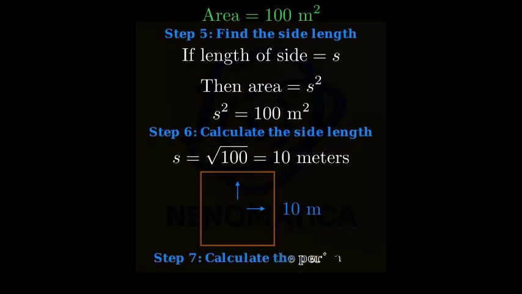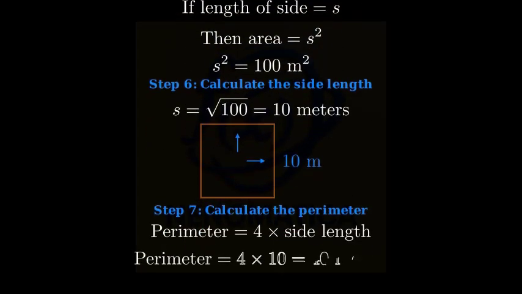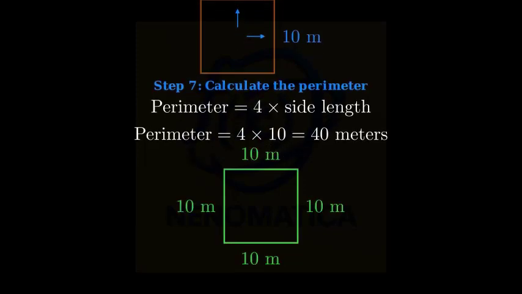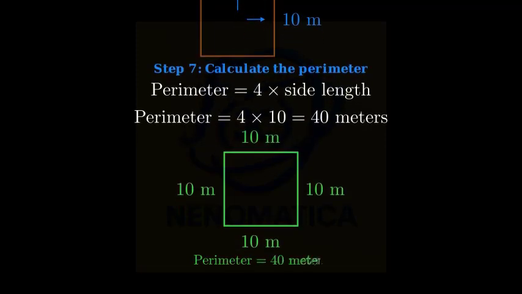Now, we can calculate the perimeter of the square land. The perimeter equals 4 times the side length. So that's 4 times 10 meters, which gives us 40 meters. Therefore, the perimeter of the farmer's square land is 40 meters.